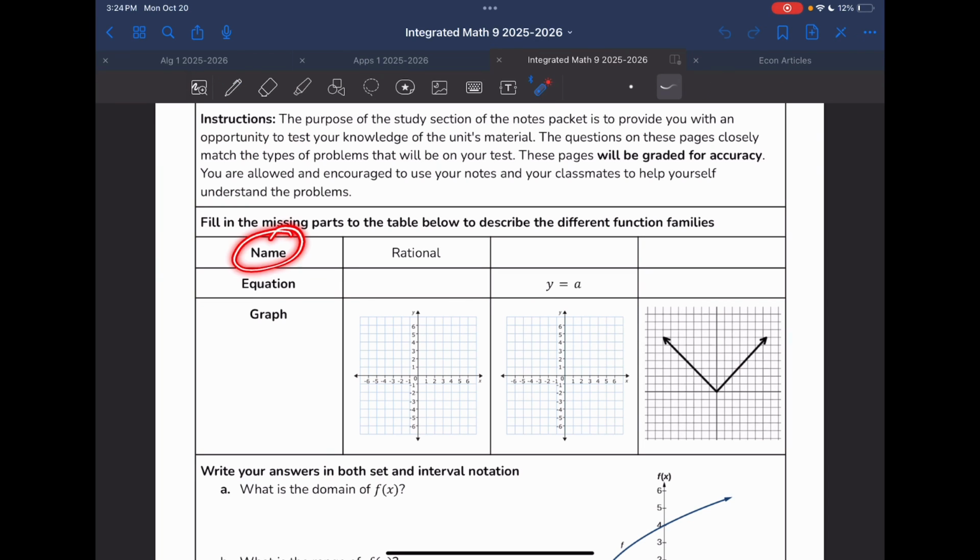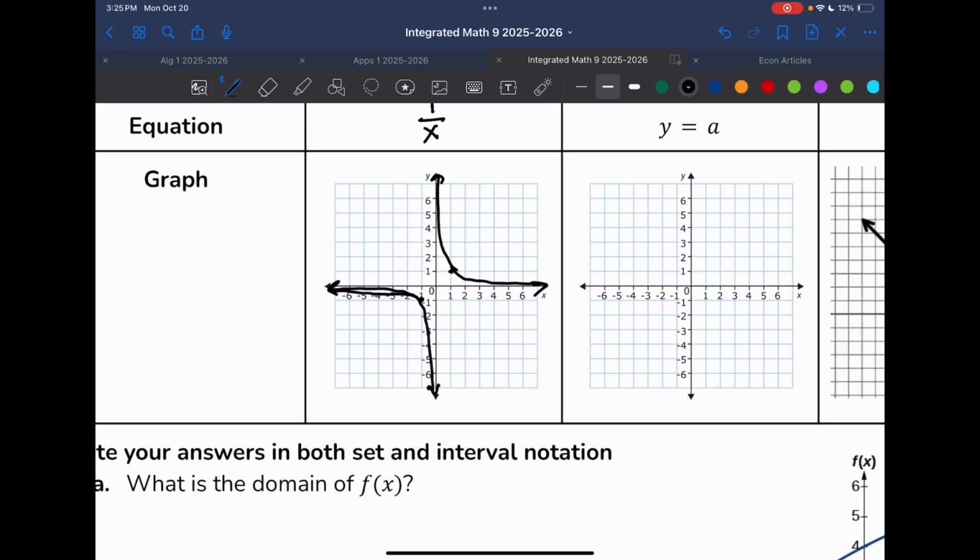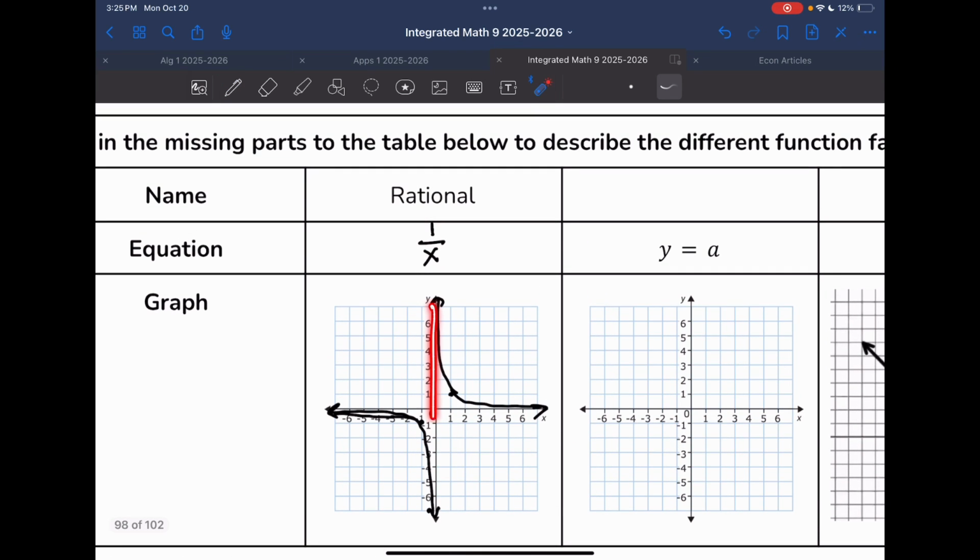so they're kind of just the parent functions. We're starting with a name, family of functions, the equation of the simplest version, and then a graph of it. So the simplest rational function we've learned is just 1 over x, and that's the one where the graph looks something like this. It goes out that way, goes back that way, goes off to infinity like this. It asymptotes to x equals 0 and to y equals 0.